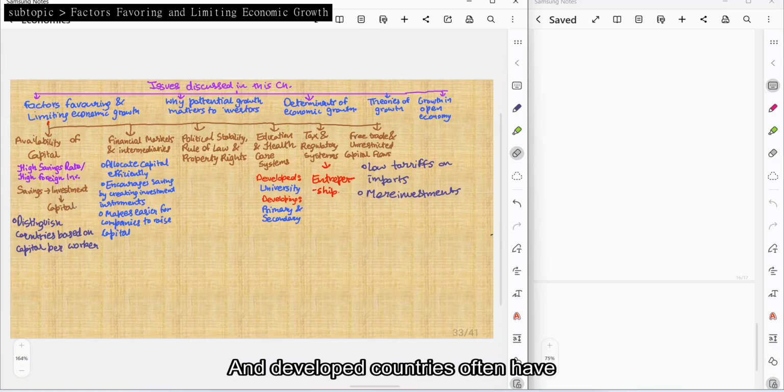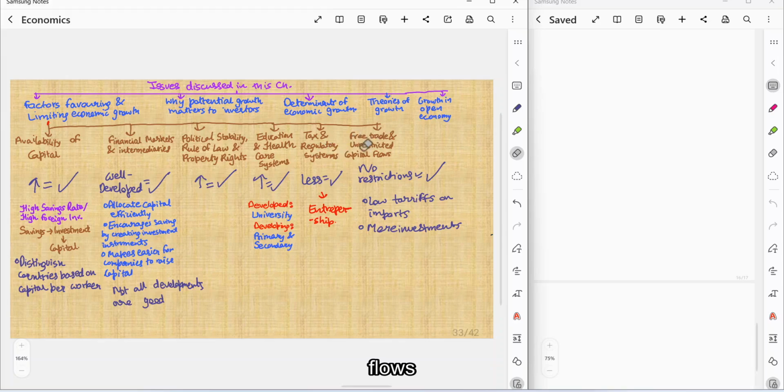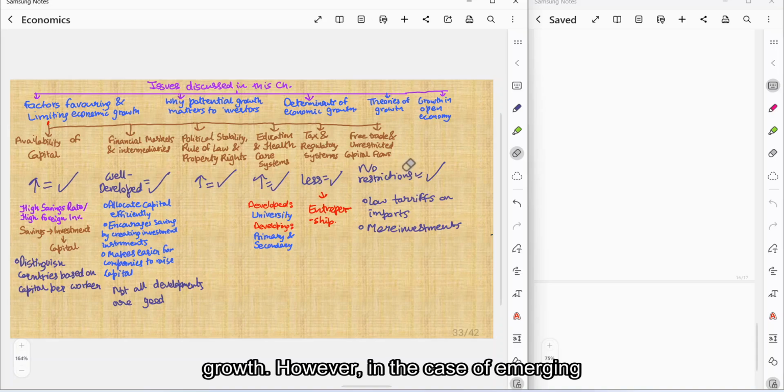In developed countries, we often have higher availability of capital, well-developed financial markets and intermediaries, presence of political stability, rule of law and property rights, a well-educated and healthy workforce, lesser tax and lesser regulations, and free trade and unrestricted capital flows, which contribute to their economic growth. However, in the case of emerging market countries, many of these conditions might not be true.